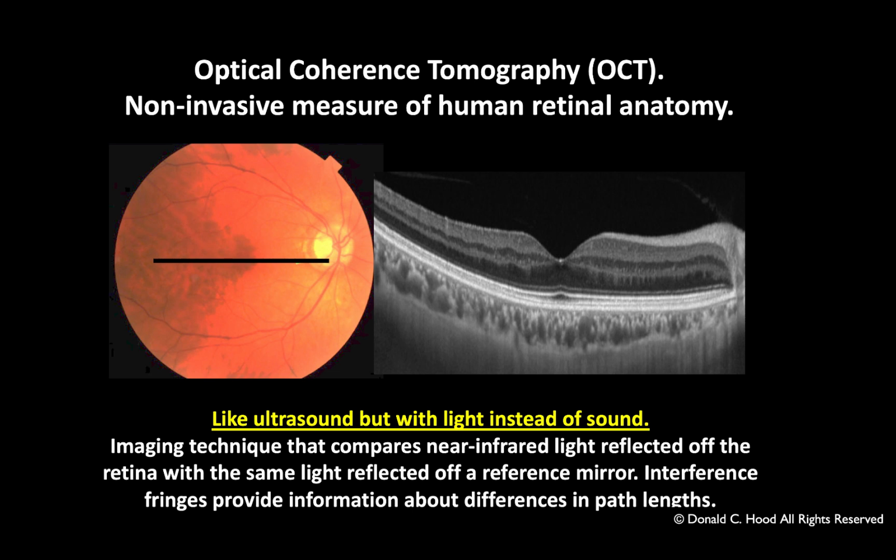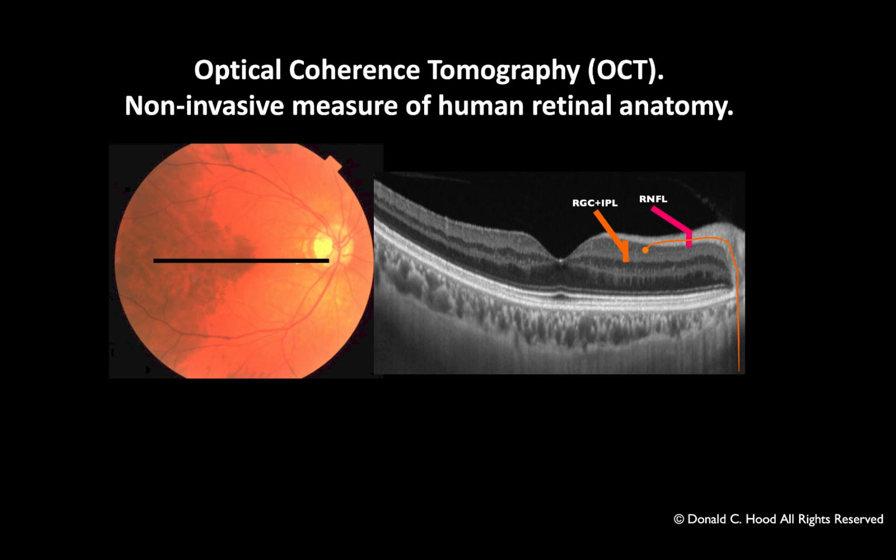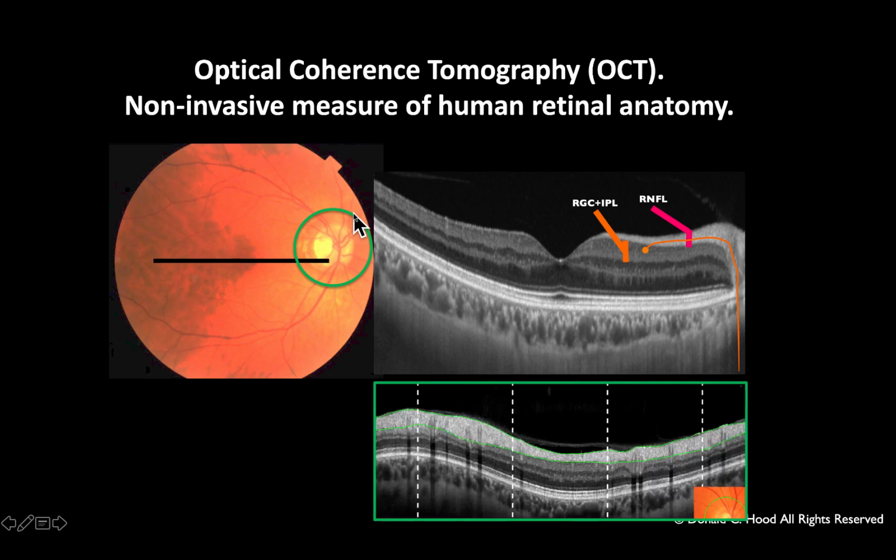So you're seeing about that much of the back of the eye here. Just to draw this, if this were a ganglion cell here, that would be its axon. So that's the retinal ganglion cell plus inner plexiform layer. That's the retinal nerve fiber layer made up of the axons. Now, typically, you'll be looking at a circle scan or a derived circle scan. I'll say more about that in a moment.